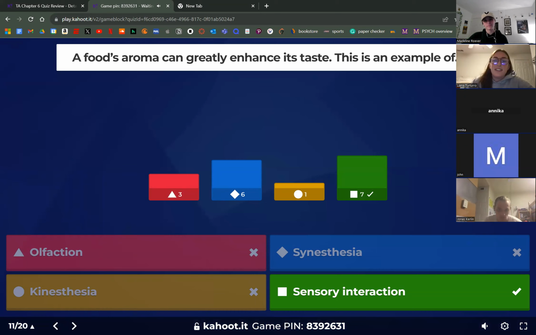Okay, yeah, this one is sensory interaction. Looking at this example, when you have the food's aroma and the taste, those two senses are interacting with each other. That's just the easy way that I like to think about it. There will be more examples of the other three, but like Maddie said earlier, kinesthesia is the sense of movement in the body, and yeah, there'll be examples of the others.